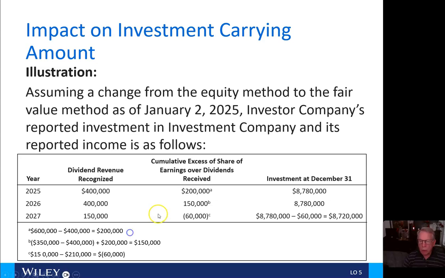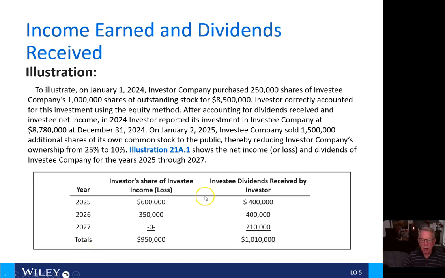The 200,000 here is the 600,000 minus 400,000. The 150,000 is the 350,000 minus 400,000 plus the 200,000. And then finally, the negative 60,000 is this 150,000 minus 210,000. I think we have to go back to this schedule to see where all those numbers came from. Okay.